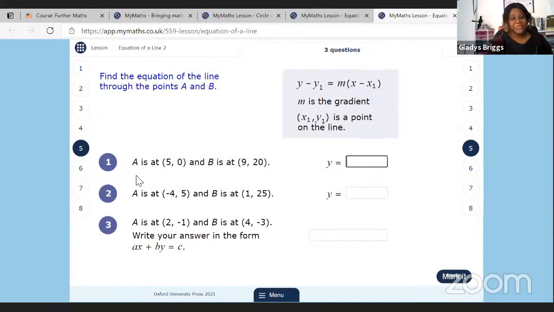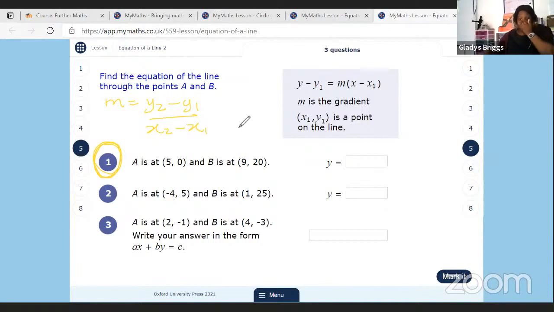Now it's time for you to try out one. You'll be more confident when you try it out. So only question A for now. I'm having problems with this thing, it's stressing me out. Try out question A. Do that step and find the gradient. Put it in using the first point, x1, y1.